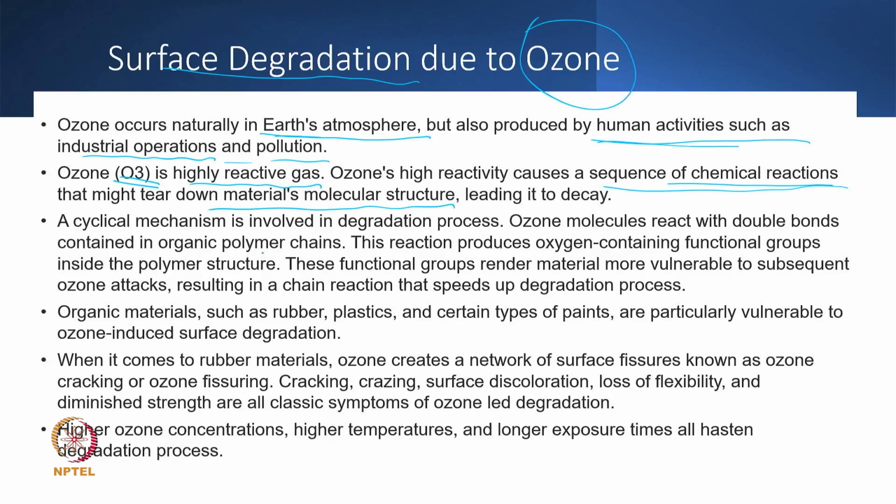We say that ozone follows a cyclic mechanism of degradation. It is a chain reaction, not just a one-time event, but it will continue. And how it continues: an ozone molecule reacts with a double bond, particularly in materials which have carbon or an organic polymer chain, because they mostly have double bonds. Wherever there is a double bond, oxygen plays an important role because of its high chemical reactivity, and the bond becomes a single bond, and because of this reaction there will be creation of a functional group.